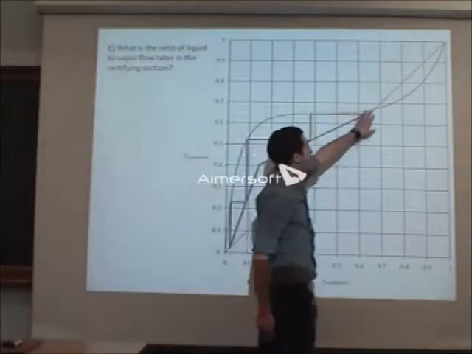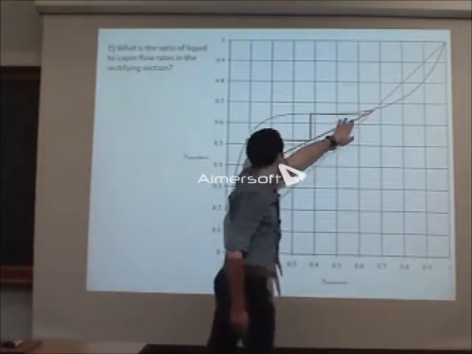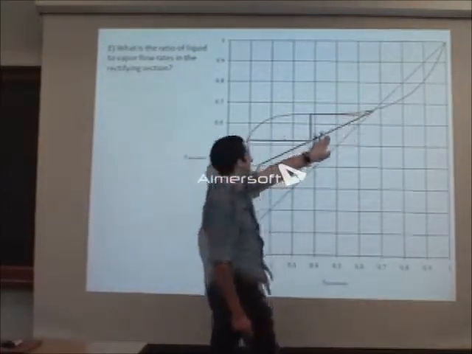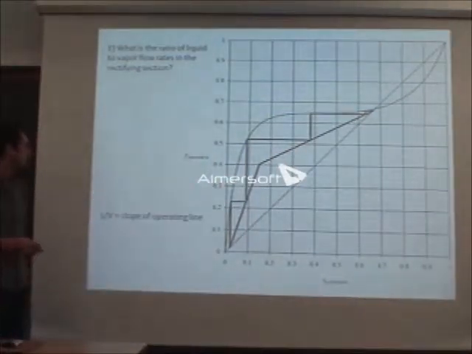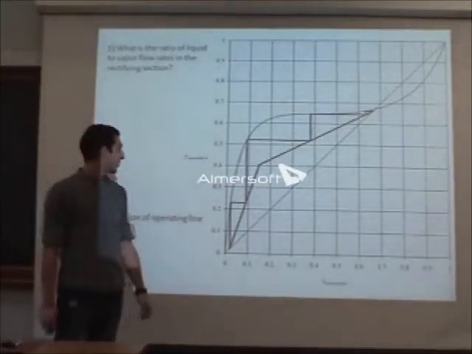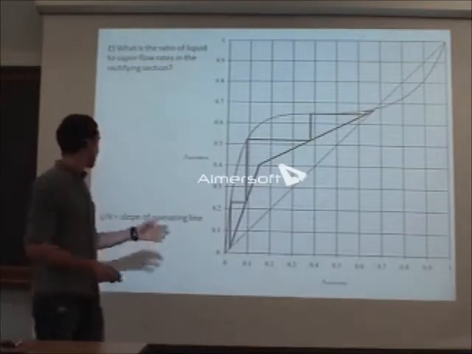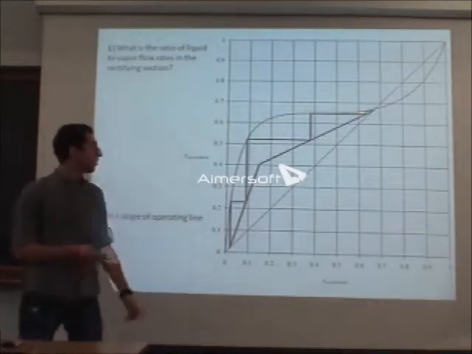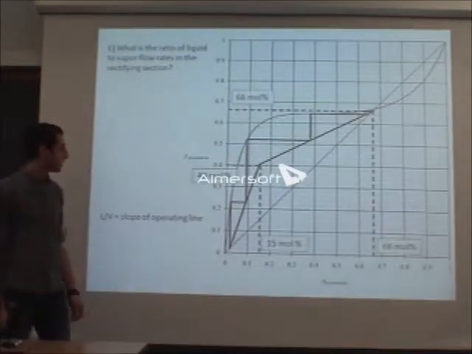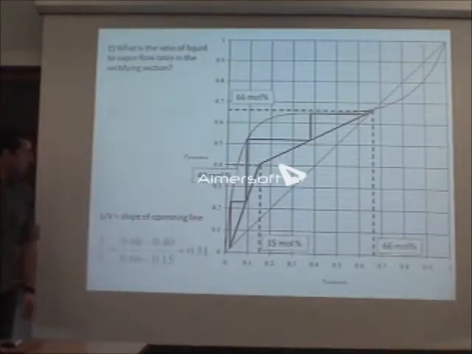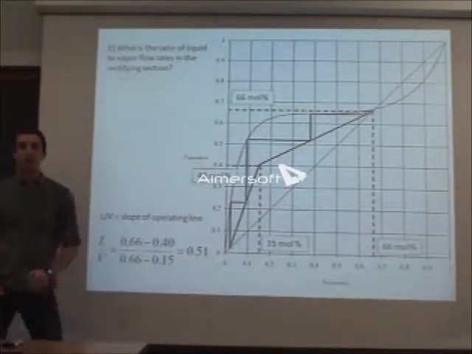So we're going to look for the acetonitrile-rich stream. That means that this line must be our operating line for the rectifying section. Operating lines have a slope of L over V, so if we calculate the slope of this line, we can get the ratio of liquid to vapor. And that's pretty easy, rise over run. So we get about twice as much vapor as liquid.